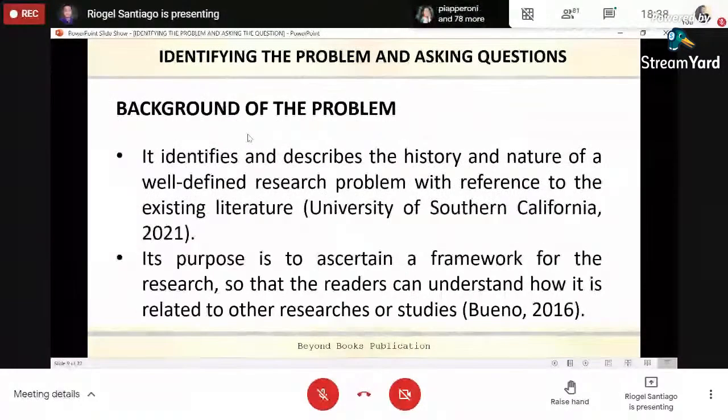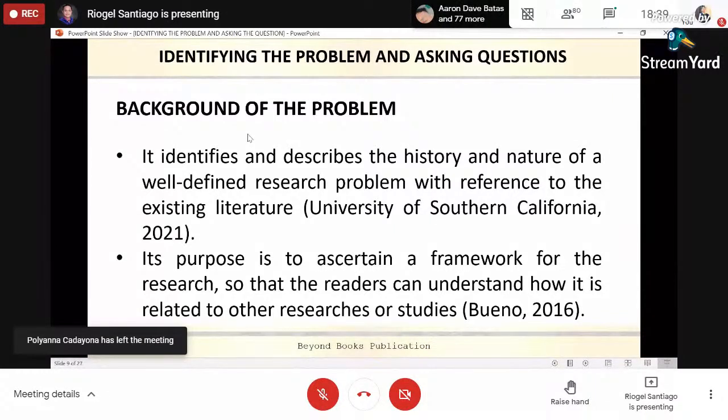Okay, so let's discuss first the background of the problem, no? So what is background of the problem? According to University of Southern California, it identifies and describes, take note, the history and nature of a well-defined research problem with reference to the existing literature. Nakita niyo po yung connection? History, and at the same time, we have this existing literature.